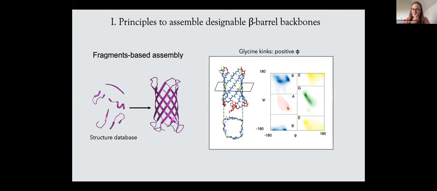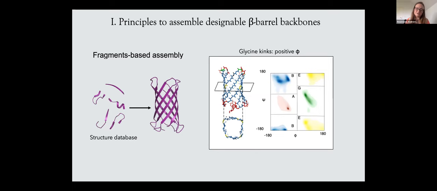And this approach also offers a real opportunity here, because to really shape, to mold the beta barrel, those kinks associated with glycine kink are located in a very particular space of the Ramachandran plot, the yellow space shown here on the left. And so we can explicitly place such residues as building blocks in the backbone blueprint to generate backbones with a specific cross-section. So here we have glycine kinks defining four corners to make this squarish shape.